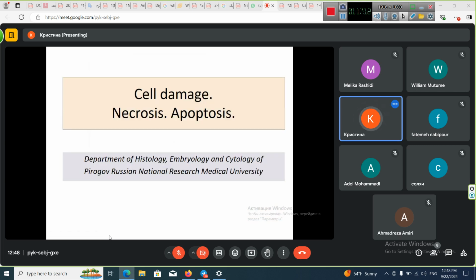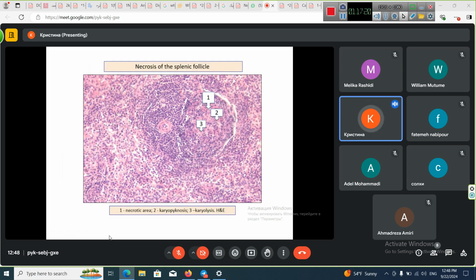And finally, your last topic about necrosis and apoptosis. I think that there is almost nothing to explain here. So, this picture shows a necrosis of the splenic follicle. We are in spleen, the organ which performs the function of blood filtration and immunity. Follicle means the major structural unit of the spleen. All this round structure is a follicle.